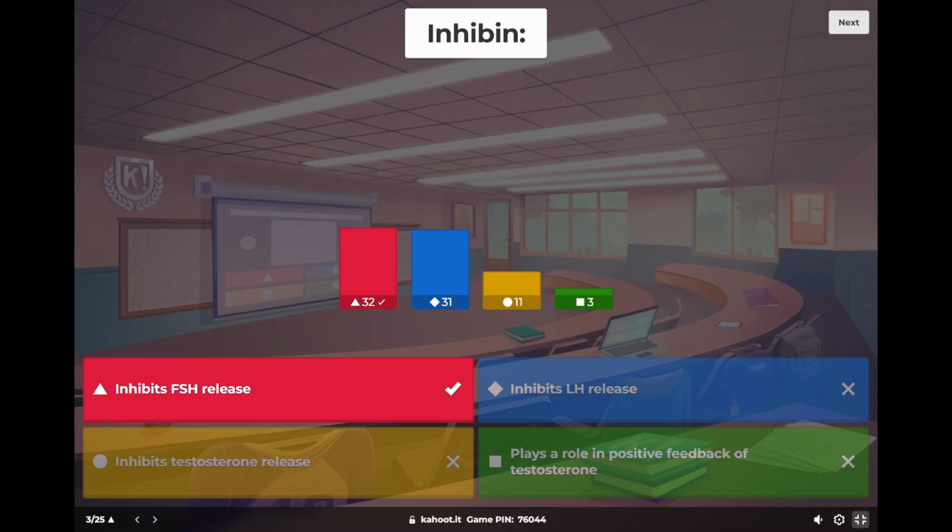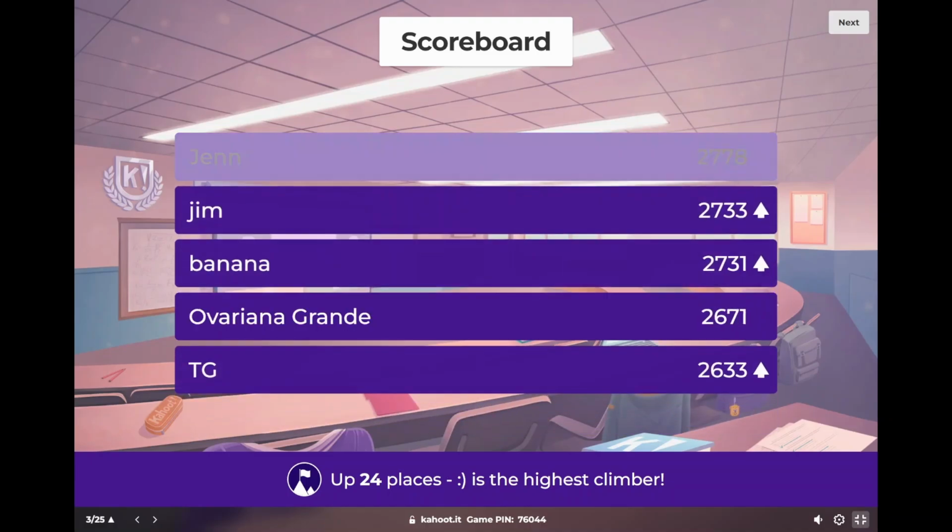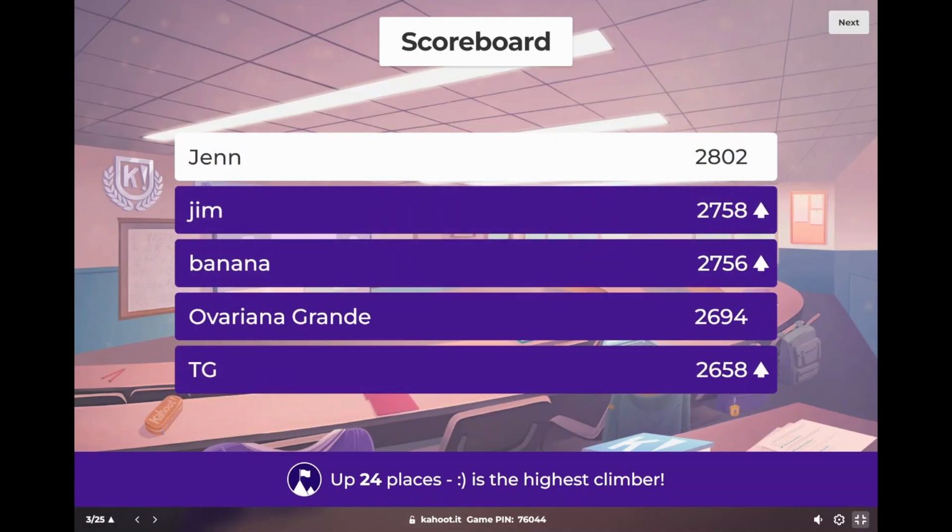Is this one like a positive feedback or no? Inhibin is not a positive feedback. It turns it off. That was estrogen. There's no testosterone. There's no positive feedbacks.